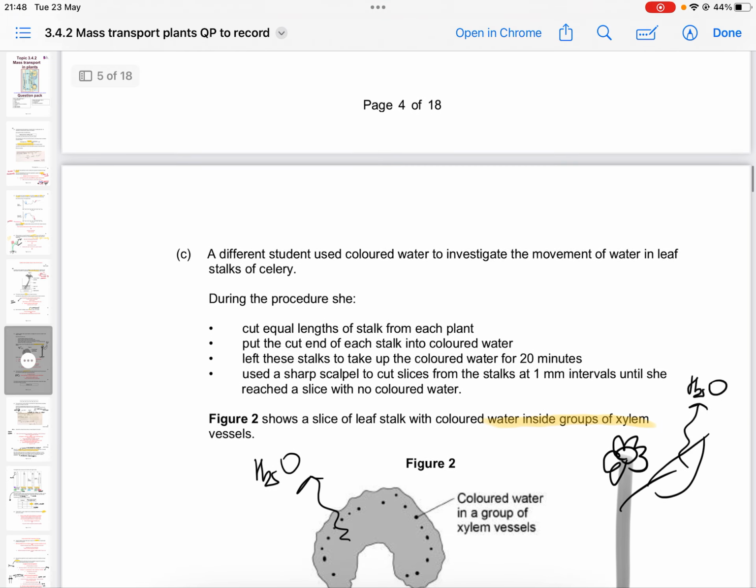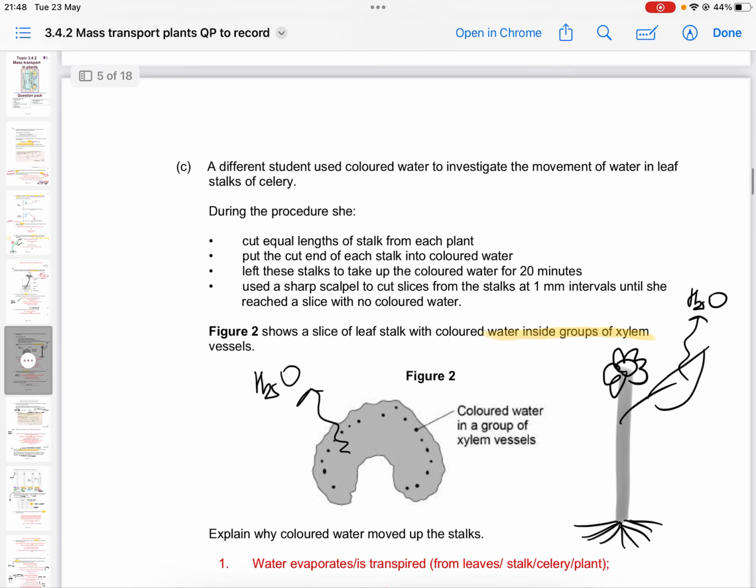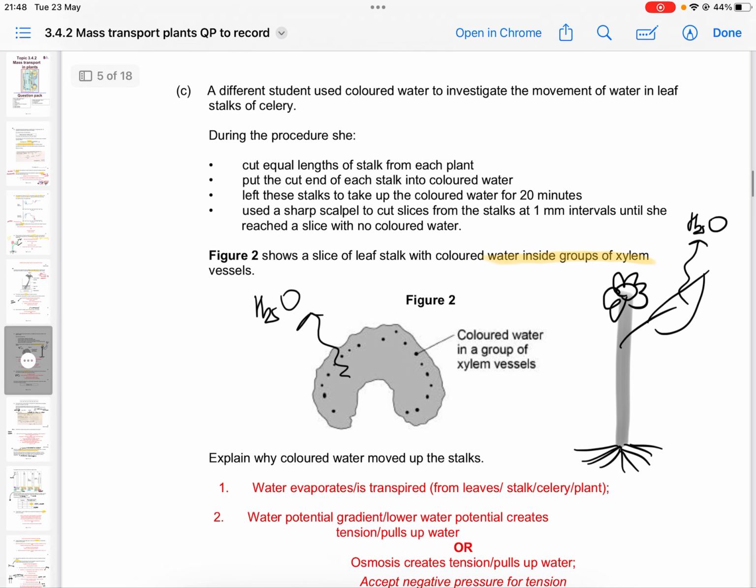Question C then is another part of the investigation here where the students had cut equal lengths of stalk from each plant, and we've got the whole setup described of how it has to be done. Intervals, that's something good that the students actually follow here as well. And in figure 2 we've got shown a slice of the leaf stalk with coloured water inside groups of xylem vessels. So quite frankly, the water is lost obviously from the leaves, the water also will be lost here from that piece of celery.